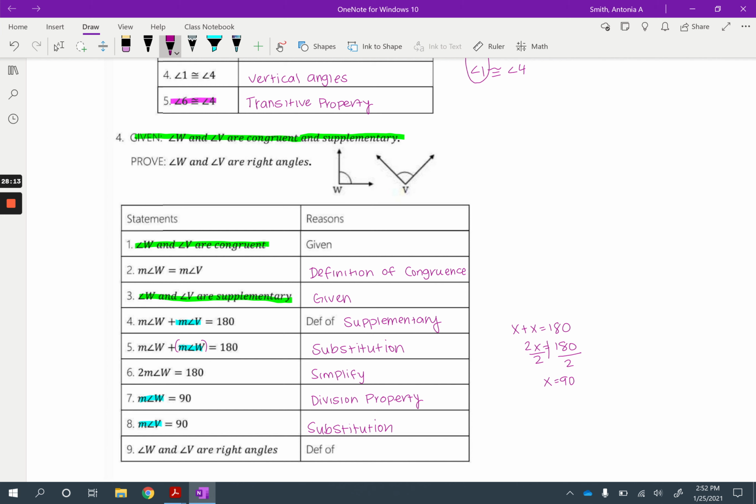Now finally, our very last statement. Angle W and angle V are right angles. Well, 7 and 8 both say that they're equal to 90 degrees, right? Well, we know that right angles equal 90 degrees, but we know that because we know the definition. So how can I jump from they're equal to 90 degrees to saying they are right angles? By using the definition of right angles. I know right angles are 90 degrees. That's why I'm able to say that those 2 angles are right angles, because of the definition of right angles.